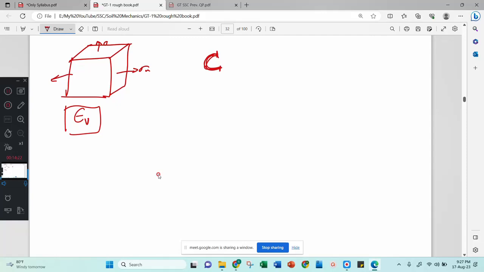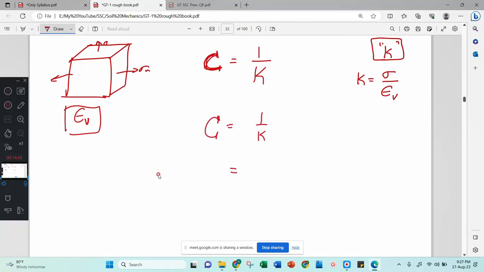The compressibility is denoted by C. How is this compressibility defined? It is defined as 1 by K. Then what is this K? K is the bulk modulus, or you can write K as sigma divided by volumetric strain. So compressibility is nothing but 1 by K, that is 1 divided by sigma by epsilon V. This you can write as epsilon V divided by sigma.